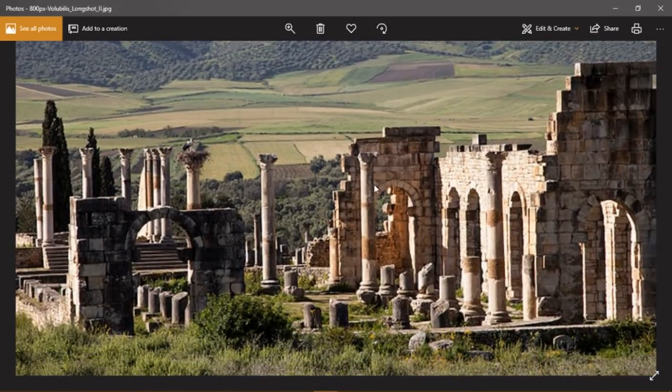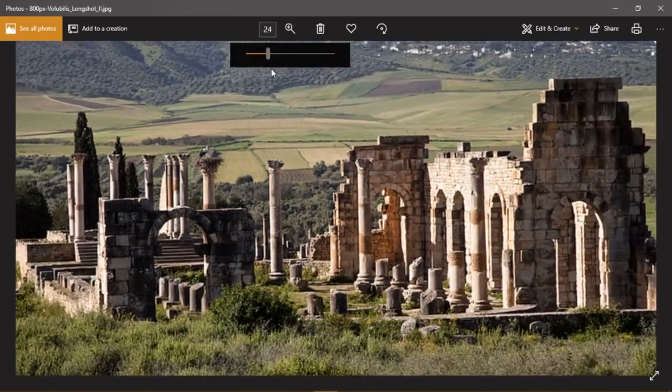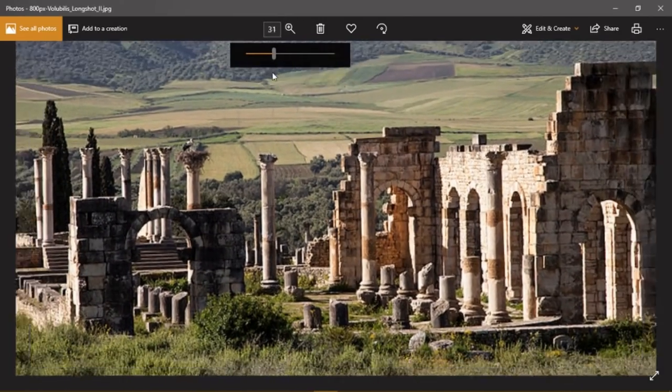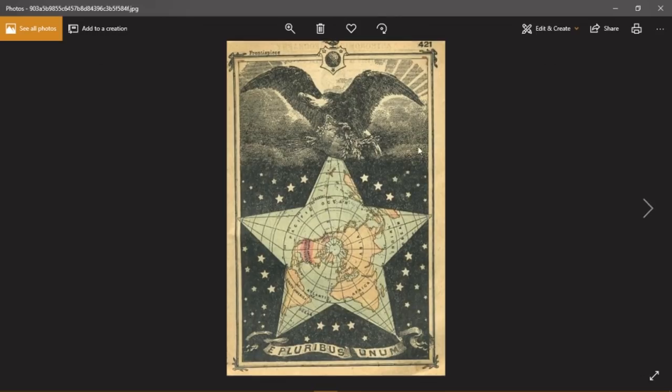So with that being said, this is some more architecture in Africa. As you can see how extremely indigenous it seems to the area. Actually, it looks like something that should be in Greece or Rome.